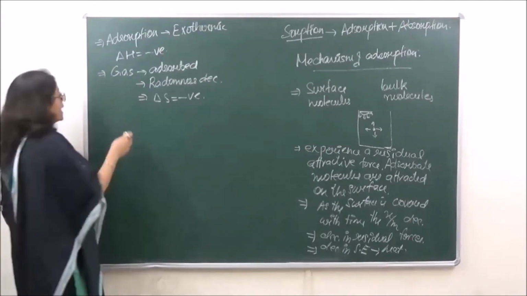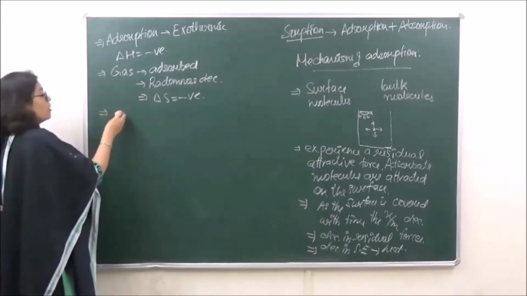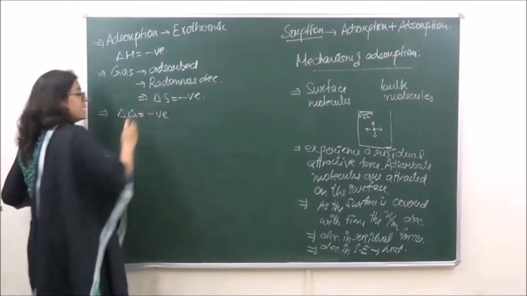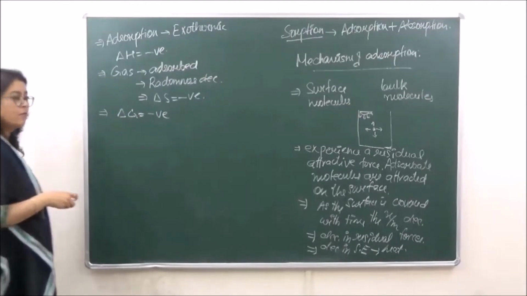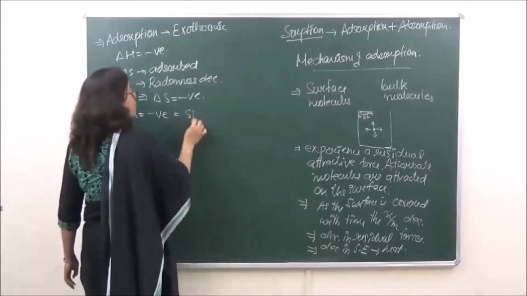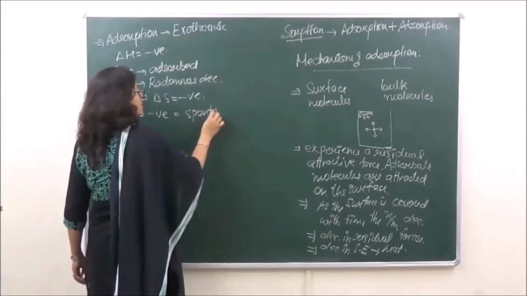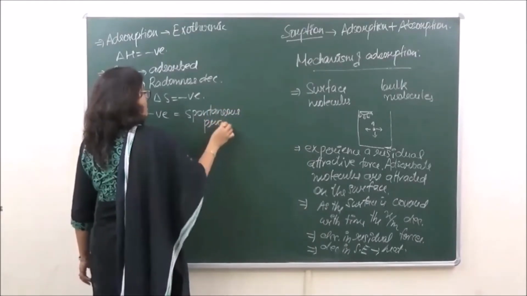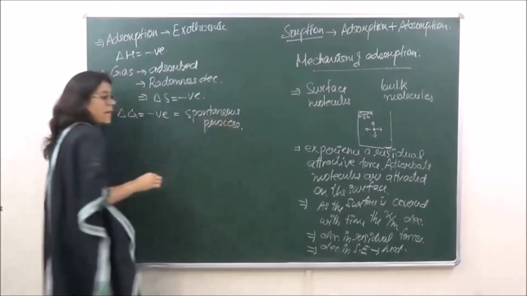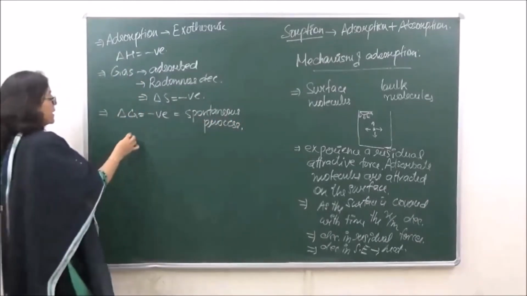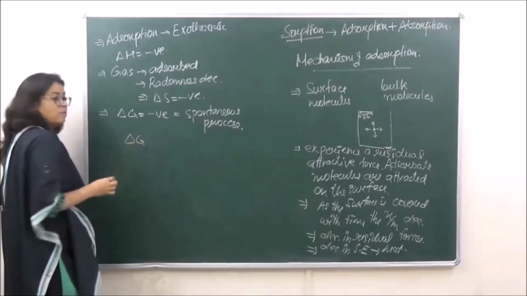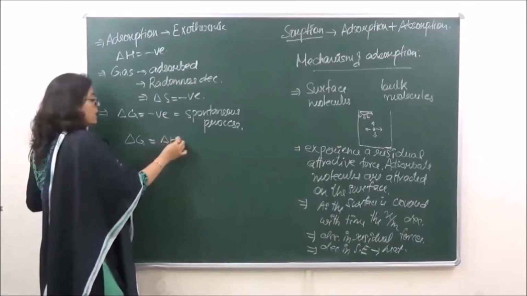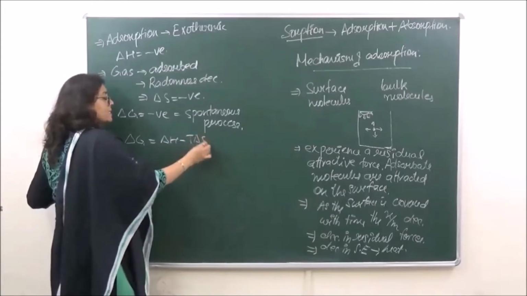Now for any reaction to take place, we know that according to thermodynamics, delta G should be negative for any spontaneous process. And delta G is expressed on the basis of the Gibbs-Helmholtz equation, which is given by delta G is equal to delta H minus T delta S.